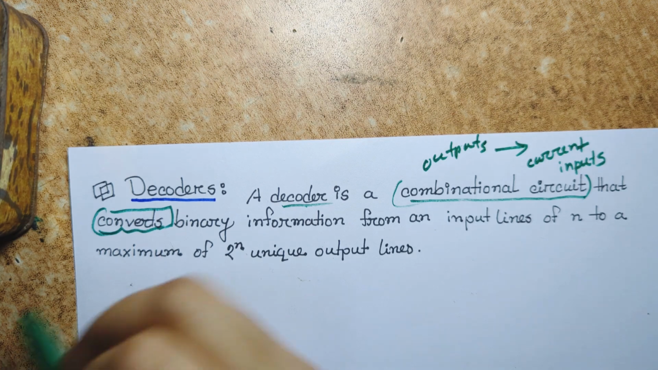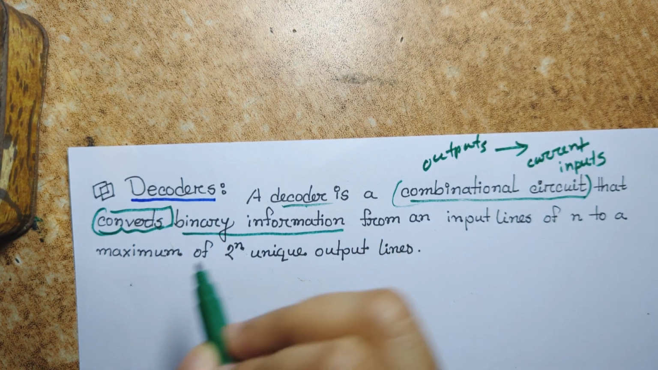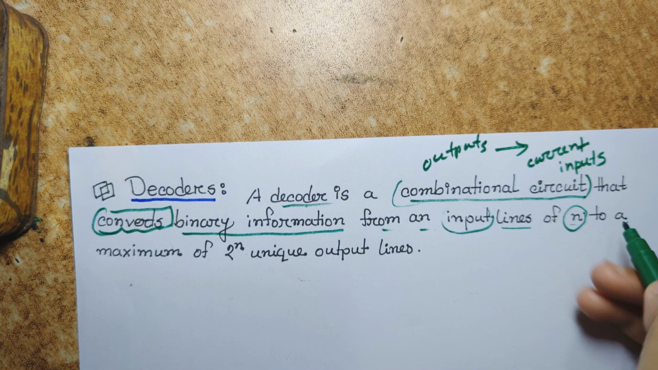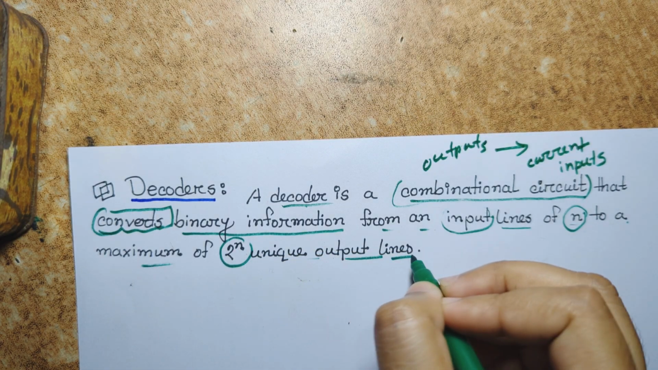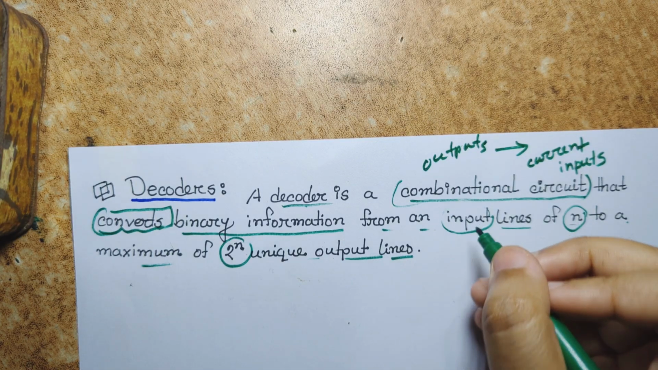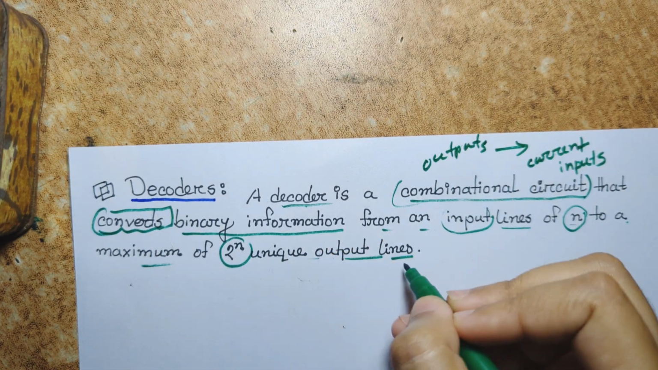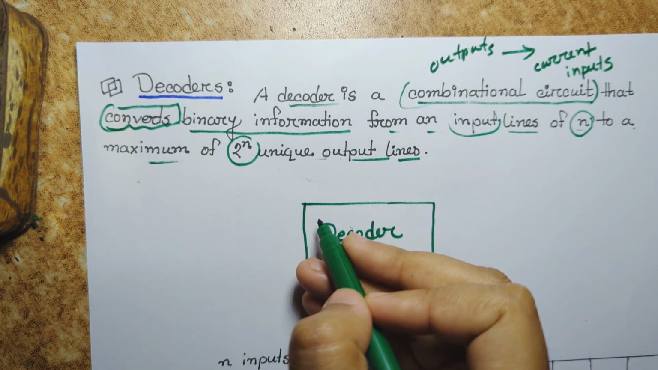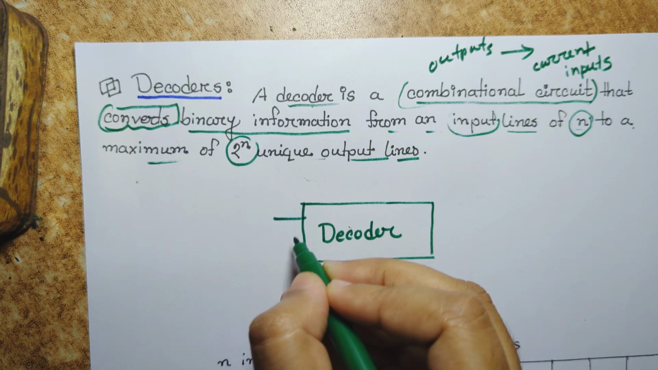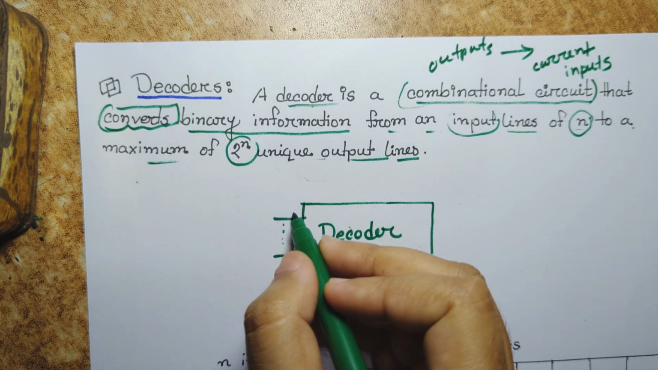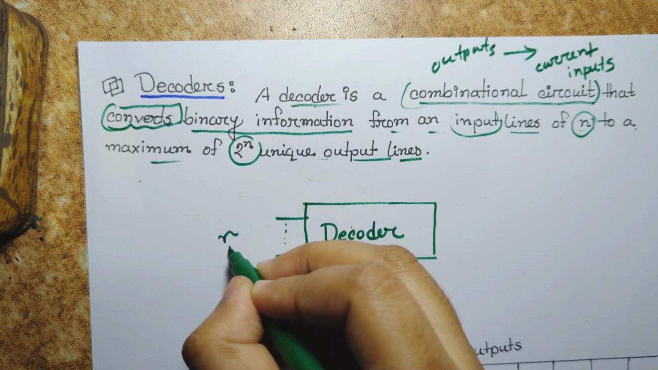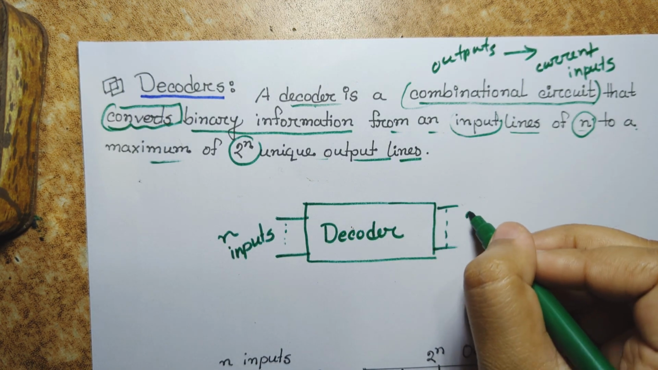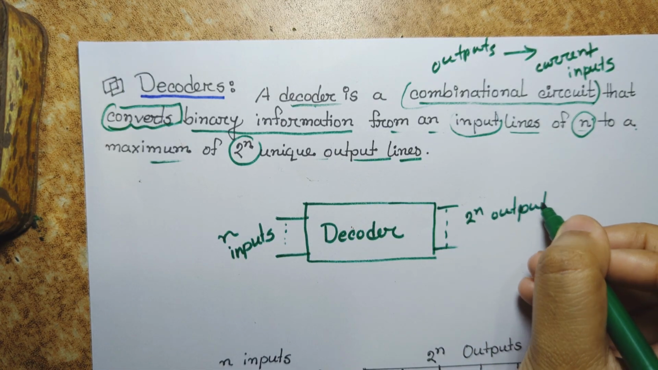The main activity of this decoder is that it converts the binary information from an input of n lines to a maximum of 2 to the power n unique output lines. It means it takes n lines of input and gives us 2 to the power n unique output lines. Suppose this is a decoder. Here the inputs will be the n lines, suppose 0, 1, 2, 3, 4 up to n. It means here we have n inputs, and here we will get 2 to the power n outputs.